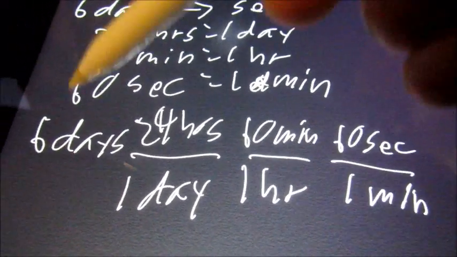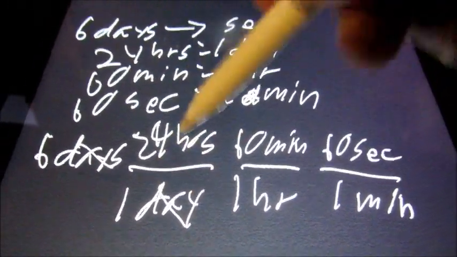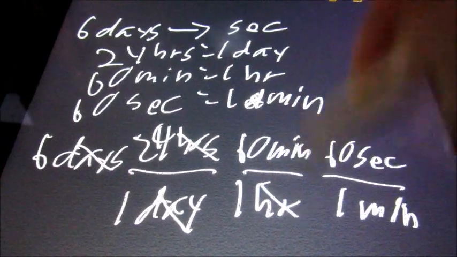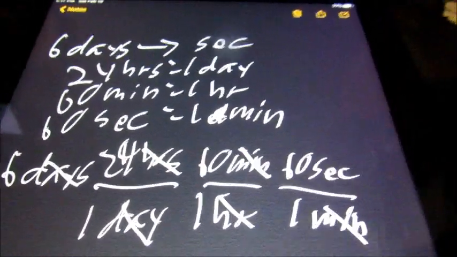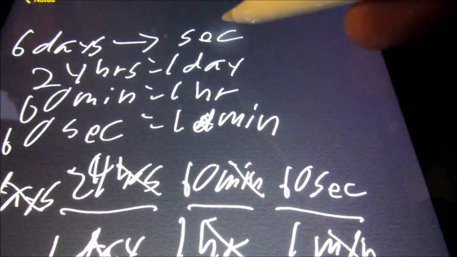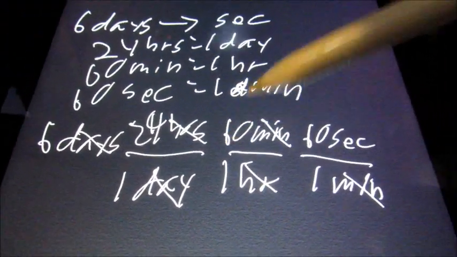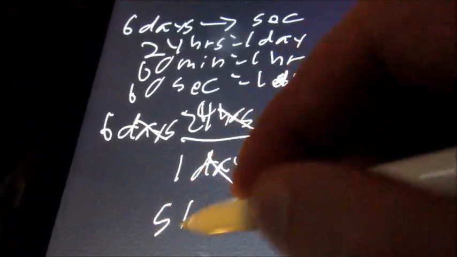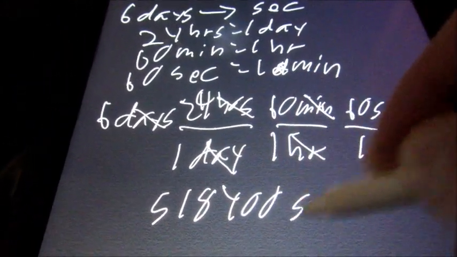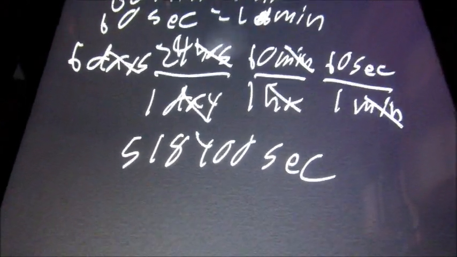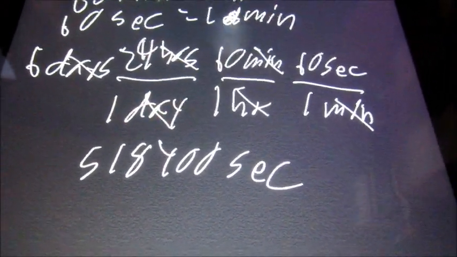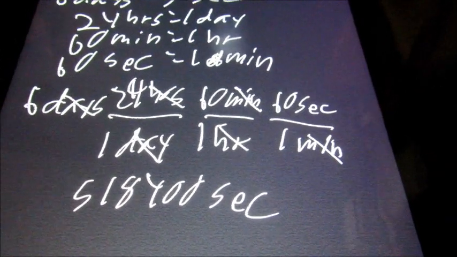Now let's cancel the units. We have days on top and bottom, so those are gone. Hours on top and bottom, so those are gone. Minutes on top and bottom, so those are gone. All we're left with is seconds, and that's what we want our answer to be in. So we're going to say 6 times 24 times 60 times 60 and get 518,400 seconds. So in 6 days, there are 518,400 seconds.